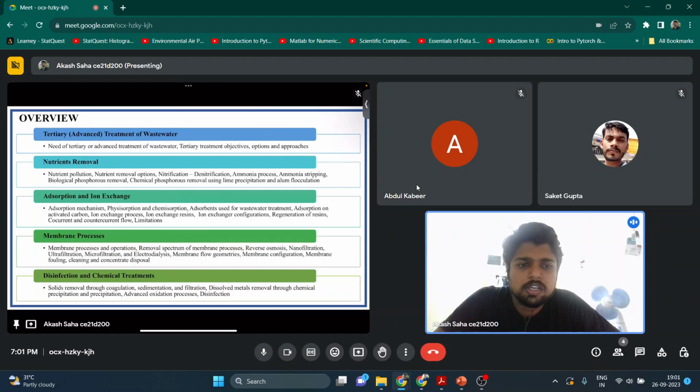In week 9, we looked into the tertiary or advanced treatment of wastewater. We started with the need of those treatments, the main objective, options, and the approaches. Then we saw various kinds of tertiary treatments, starting from nutrient removal, because we know that wastewater contains a lot of nutrients in the form of nitrogen and phosphorus. So we saw how to remove those through nitrification, denitrification, ammonia stripping, then biological phosphorus removal, chemical precipitation, etc. And then we looked into the adsorption and the ion exchange process.